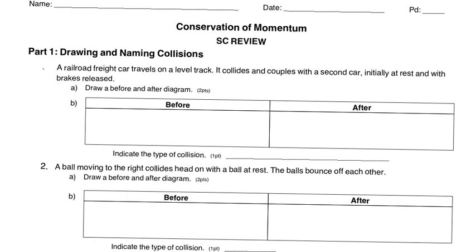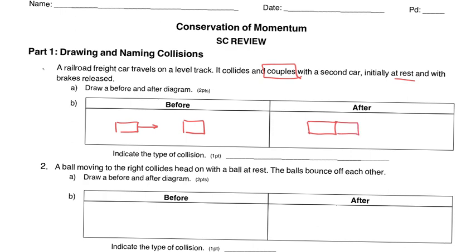It collides and couples. That means it joins with a second car that was initially at rest. So the one car is traveling and it collides and couples with a second car that's at rest. So there's no arrows for that. Draw a before and after diagram. Afterwards, they are coupled together.